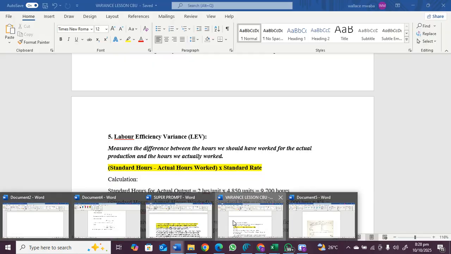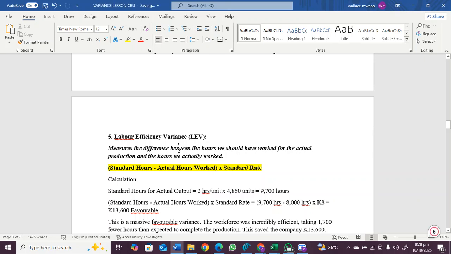So labor efficiency variance. We're just comparing the hours we should have worked for the actual production, according to our standard card, versus the actual hours that were worked. So it's standard hours minus actual hours times the standard rate. Standard hours, we have to find.